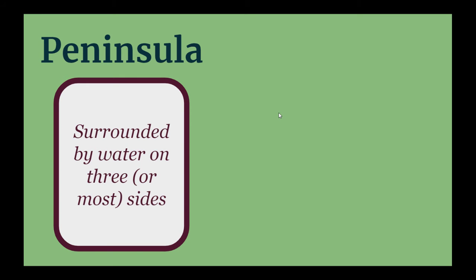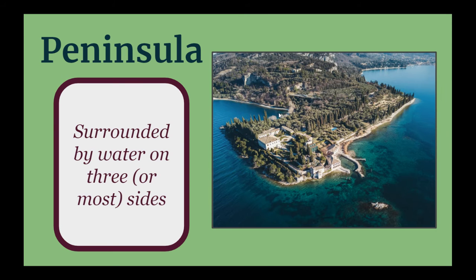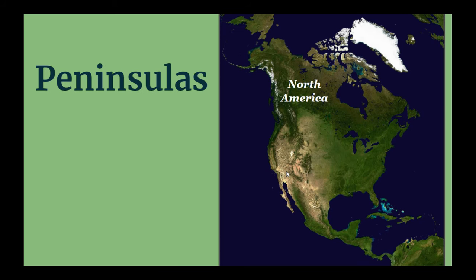Next, we're going to look at a peninsula. A peninsula is an area of land surrounded by water on 3 or most of its sides. So in this photograph of a peninsula, we can see the mainland up at the top, and then this area that's surrounded by water on most of its sides is a peninsula. It's still attached to the mainland though. So a peninsula is going to be surrounded on 3 or most of its sides.